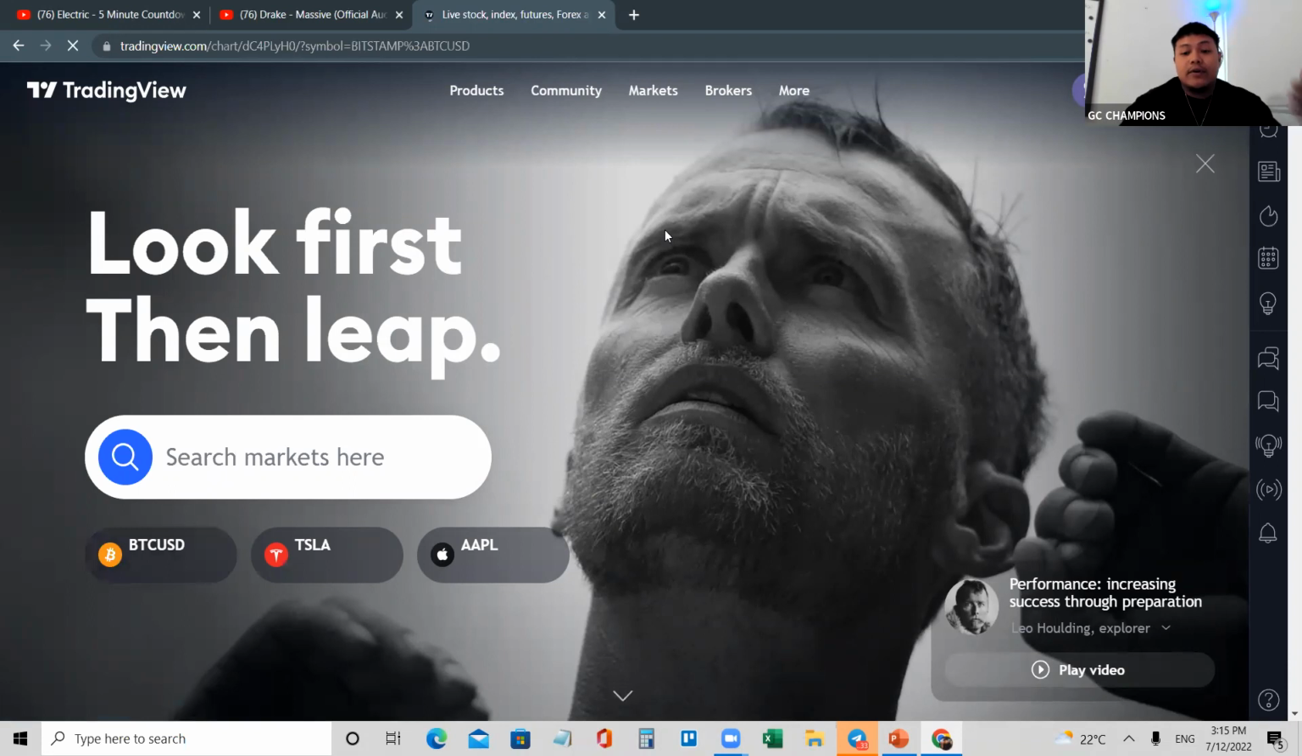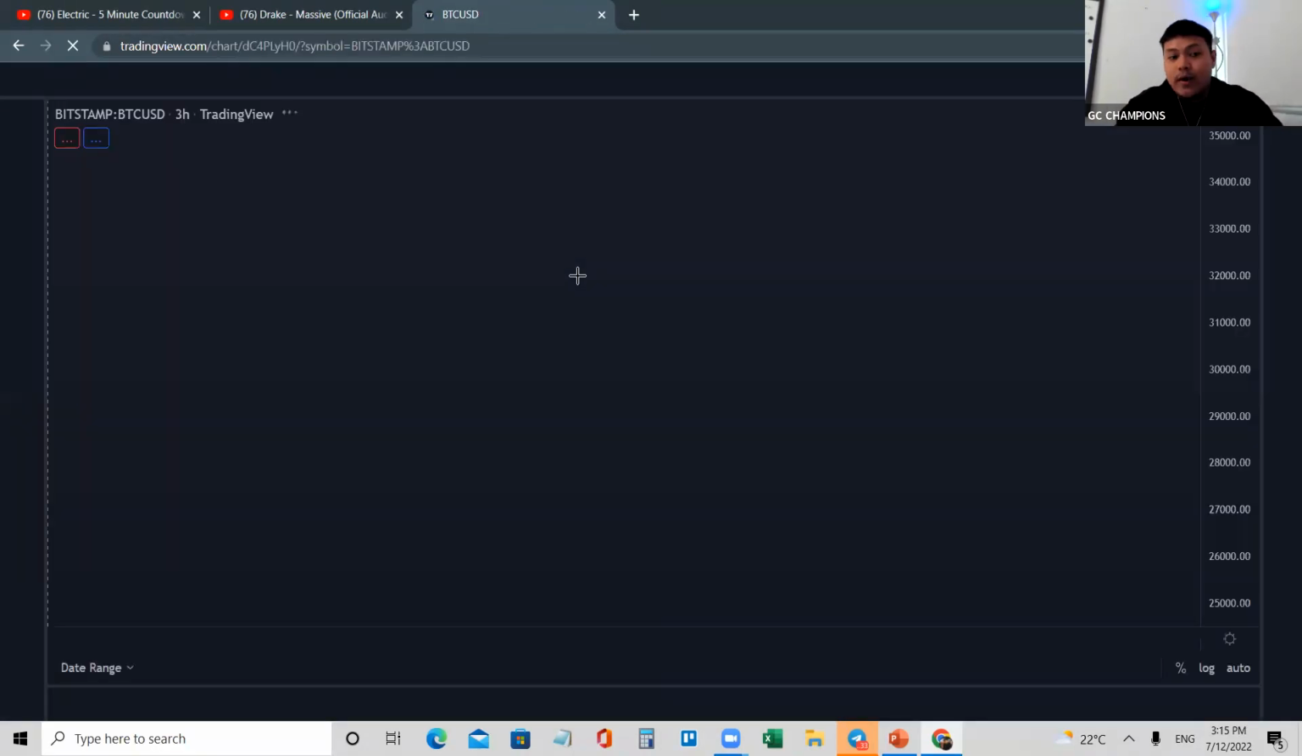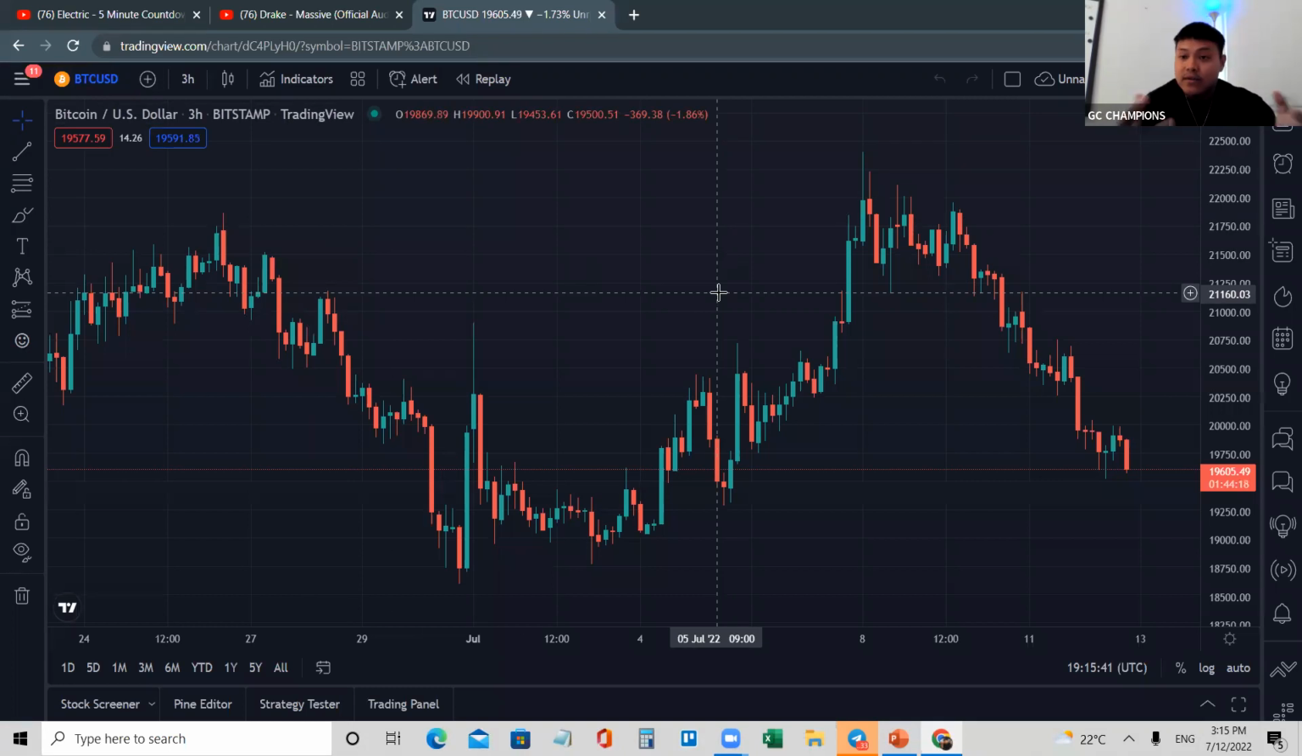TradingView is one of the websites that you can go into to explore more into trading, especially drawing up trends and looking at candlesticks. Let's just say Bitcoin: where it's going, the history of Bitcoin, the movements. You can also go into that. This is tradingview.com. You can put it down in your notes.